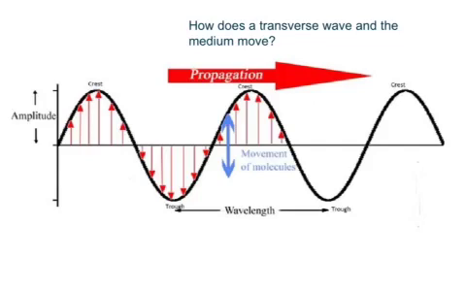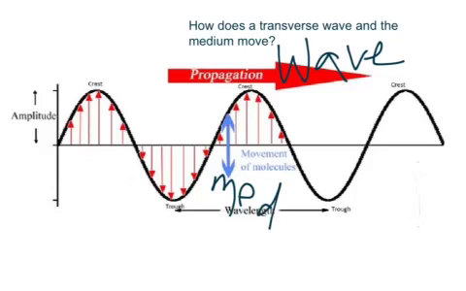So they call it propagation, is the way the wave moves. So this is the actual wave moving down here. But then the movement of the particles, which is the medium, is going up and down. So they're going perpendicular to each other. The medium itself, the rope, went up and down, but the wave itself traveled down parallel to the resting position.